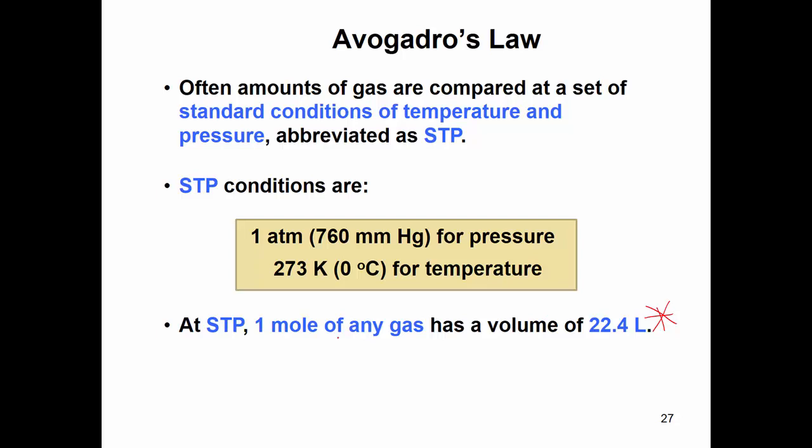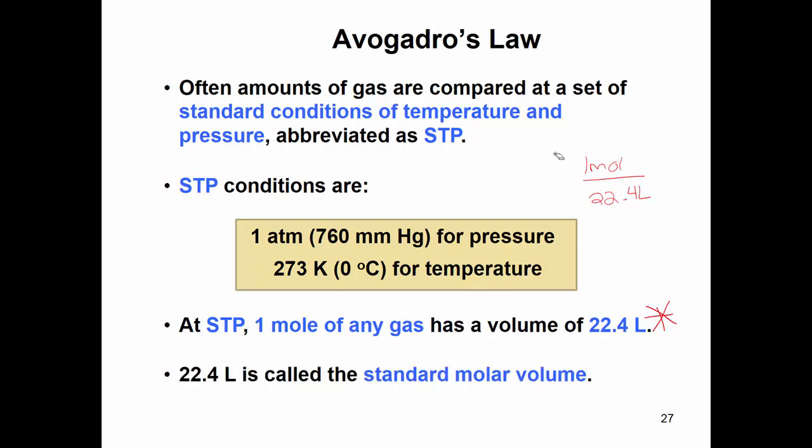Okay, so 1 mole of any gas is equal to 22.4 liters. Okay, so we have a new conversion factor. Okay, this is called the standard molar volume. So that's a number you need to memorize: 22.4 liters per mole of any gas.